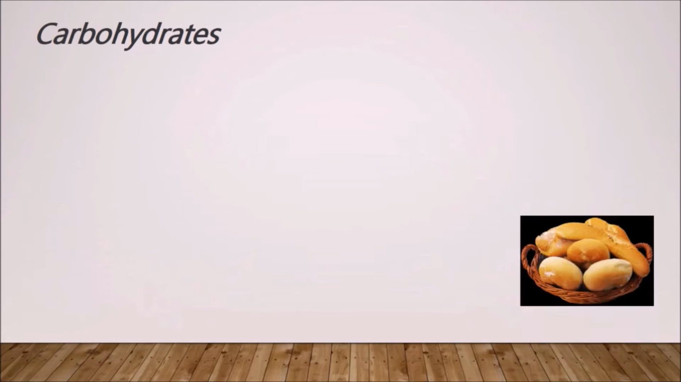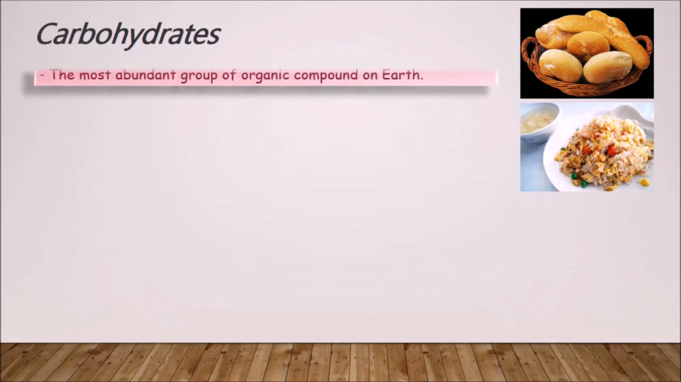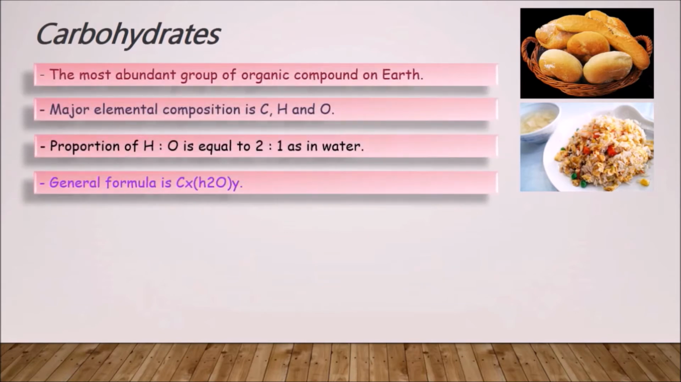It is a group of organic compounds found in a variety of foods that we have in our day-to-day life, such as rice, bread, biscuits, hoppers, etc. It is also the most abundant group of organic compounds found on Earth. The major elemental composition is carbon, hydrogen and oxygen.